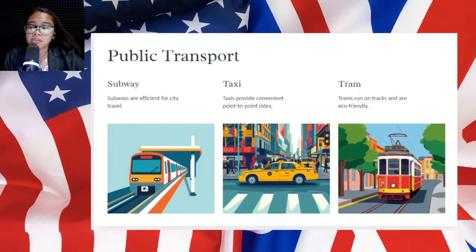Despite the crowds, it is one of the most eco-friendly ways to travel because one subway train can take hundreds of cars off the street, which reduces pollution and makes the city air cleaner for everyone. Okay, that is the subway. I think we're all familiar with this one, right?